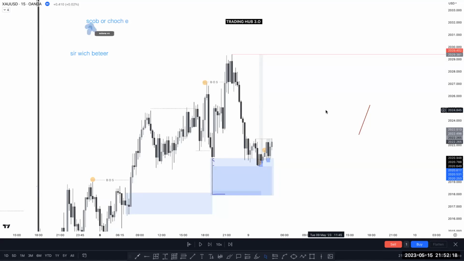Sir, which one is valid? Which one is better, single candle or chalk? Sir, both are better, but it depends on the situation. Chalk will give you confirmation based on structure, and for SCOB we use additional confirmation in a lower time frame, and in a higher time frame also.